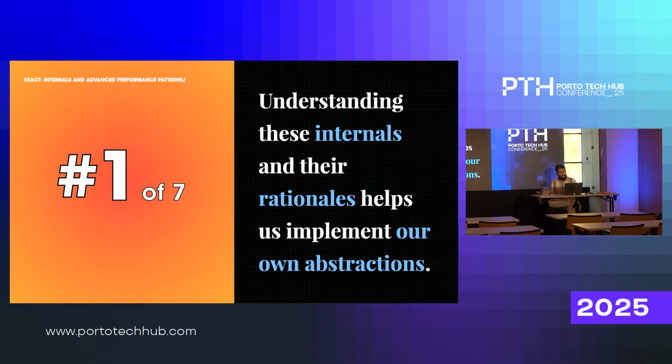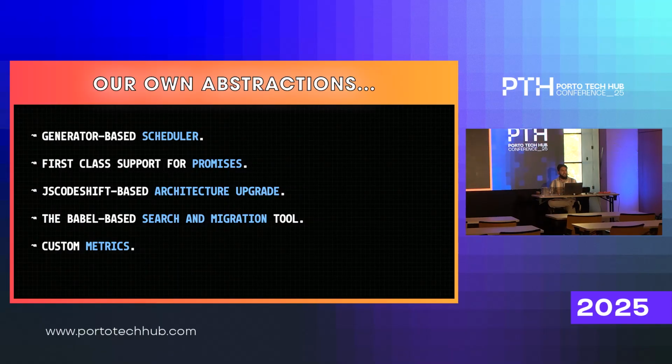For the few of you who survived throughout the last few hours, I really want you to have as takeaway that there will be scenarios where understanding internals and the motivations, the rationales behind them, can help you write your own abstraction. So what I wanted to show with that was the generator-based scheduler we built with suspense generators and stuff, how we build first-class support for promises.